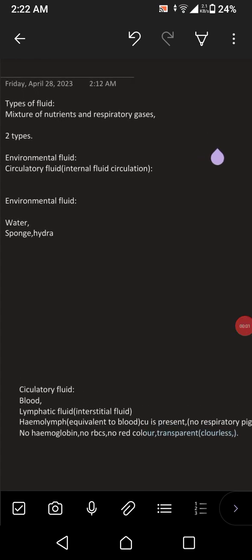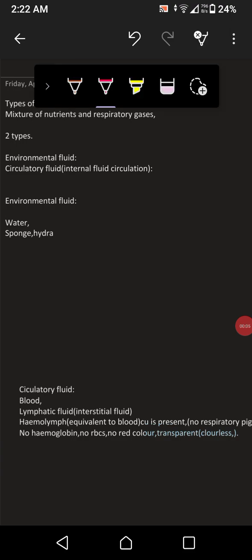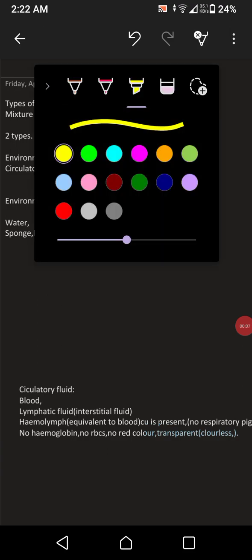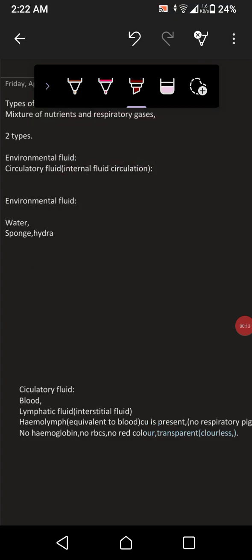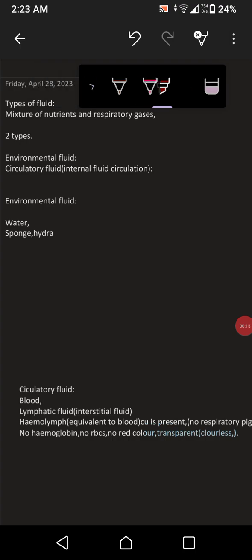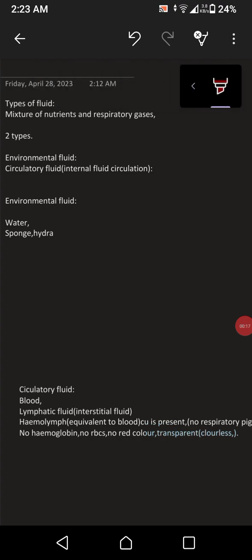As in my previous video, I said that I'll be discussing the types of fluid in my next video. So here we go with this one. We are quite known about the fluid, so first of all, let me just give you a basic concept of the fluid.